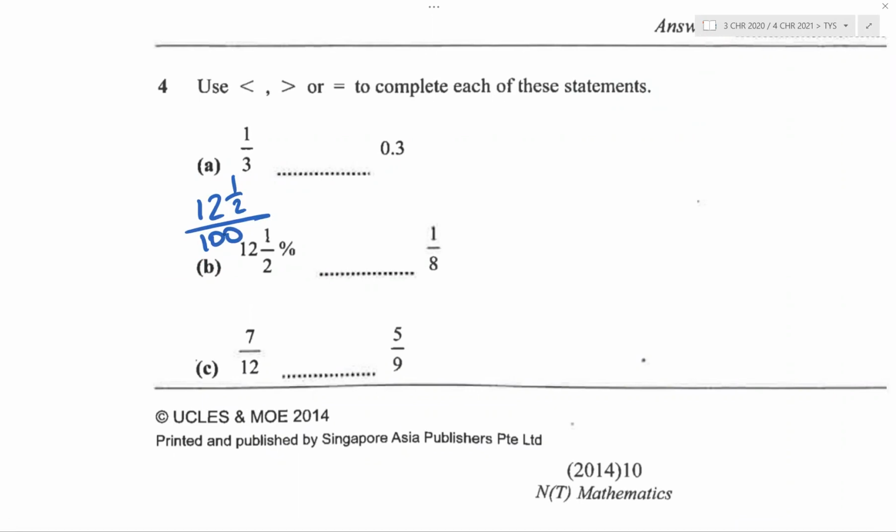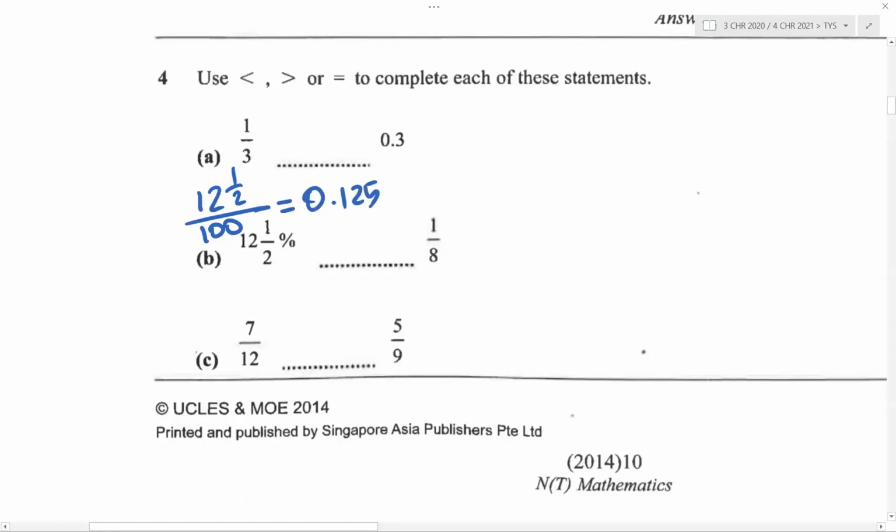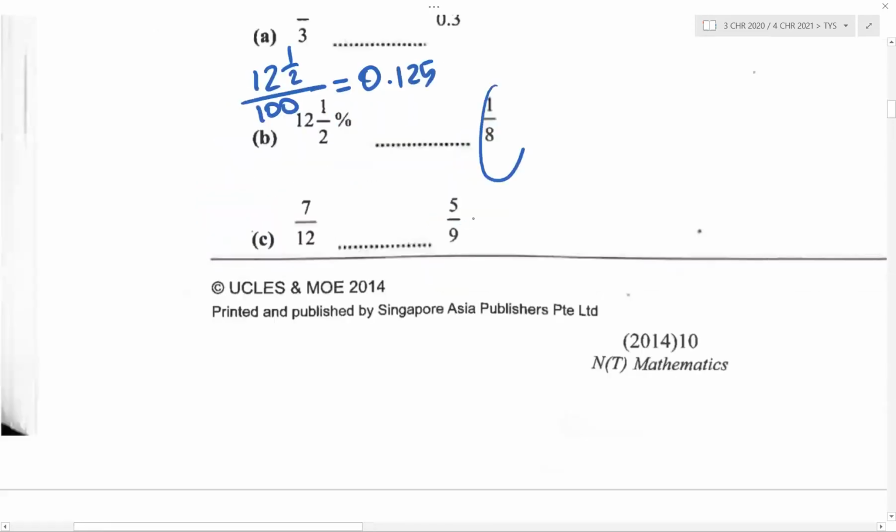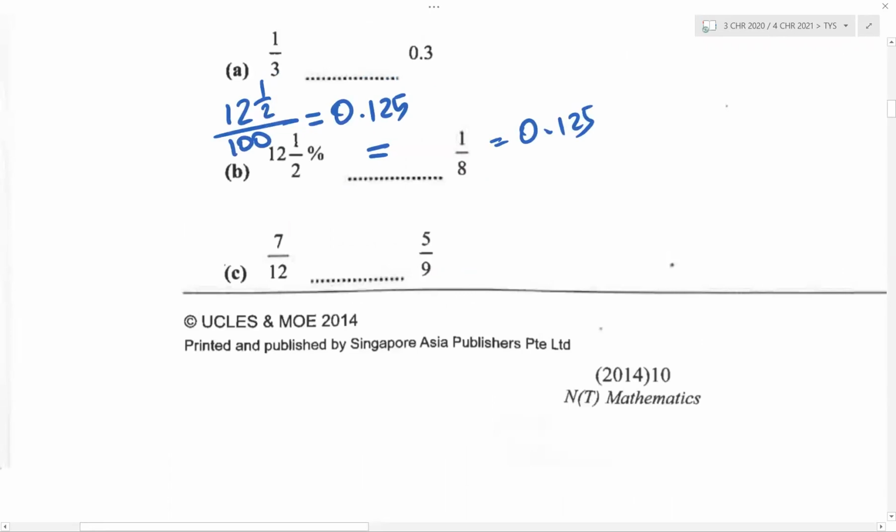Wrong. What is 12.5%? Is it really 12.5? How much is it? That's why I tell you press calculator. Divide 100, what do you see? 0.125. So 12.5% has a value. The value is 0.125. Let us compare with 1 over 8. Also the same, right? So this is 0.125 also. They are equal. So that's the only one that I wanted to go through for question 4.